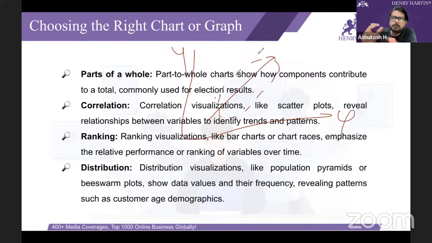But if we are talking about the correlation between, let us say, salary and the number of leaves, so the more your number of leaves will be increasing, your salary will be declining. So this is how your scatter plot will look like, right?